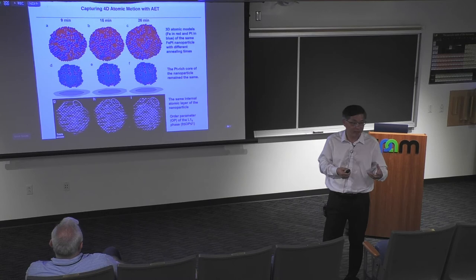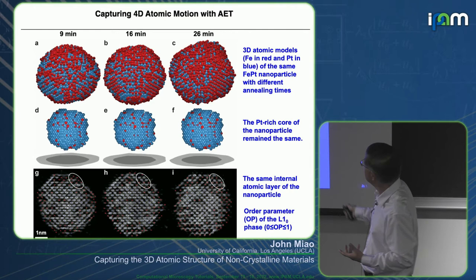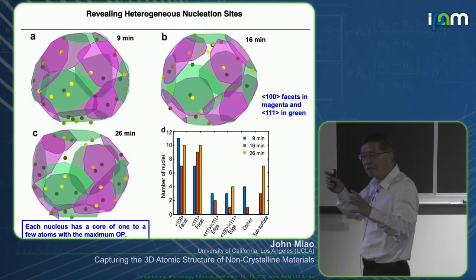We find the same atoms inside the particle, but on the surface they form this new creation. Then he did it again, a few times, three times. We use the order parameter to find the nucleation. What we find is very interesting: all the nucleation starts on the surface.